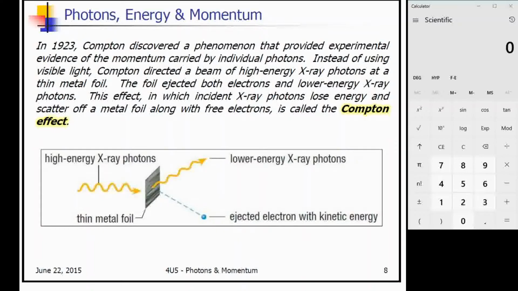provided to a photoelectron. So the electron would be ejected with kinetic energy, and the kinetic energy that electron gained was equal to the kinetic energy that the photon lost. And that's what we call the Compton effect.